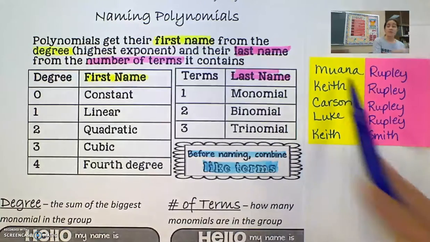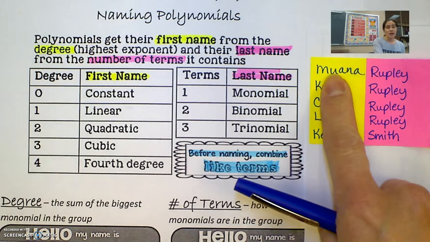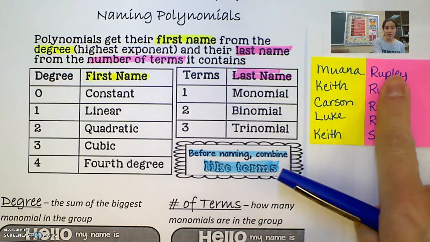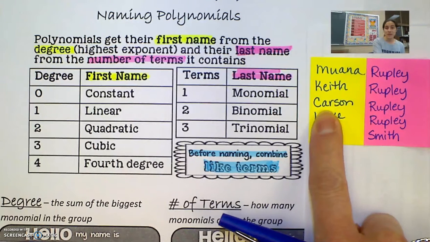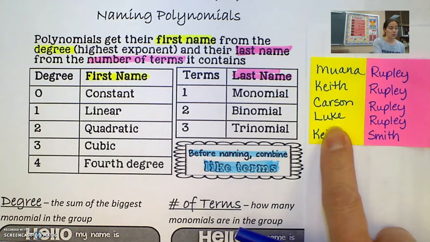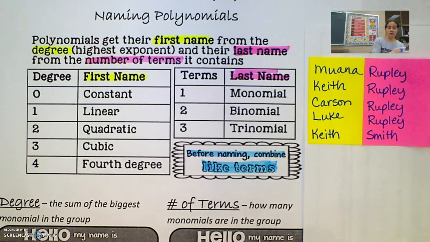So some polynomials will have the same last name but different first names. Just like my name is Moana Rupley, my husband is Keith Rupley, my son is Carson Rupley, and my other son is Luke Rupley. So those could be like polynomials where they have different first names but they have the same last name.